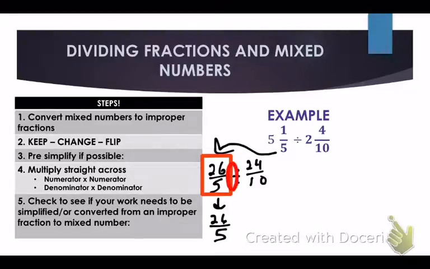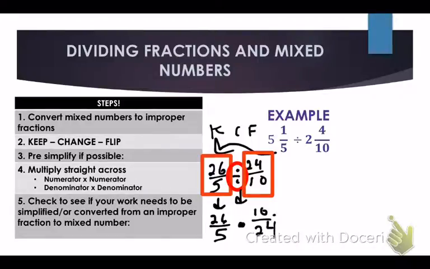Alright. The next one is the sign, the division sign. What we're going to do is change that, and that could change to multiplication. That's what happens with the reciprocal, it allows us to multiply, which is awesome. And then this third one, we're going to flip it. So once again, we have keep, change, flip. We're going to flip that second one, which means find the reciprocal. If we flip it, that simply means we're going to have 10 over 24.